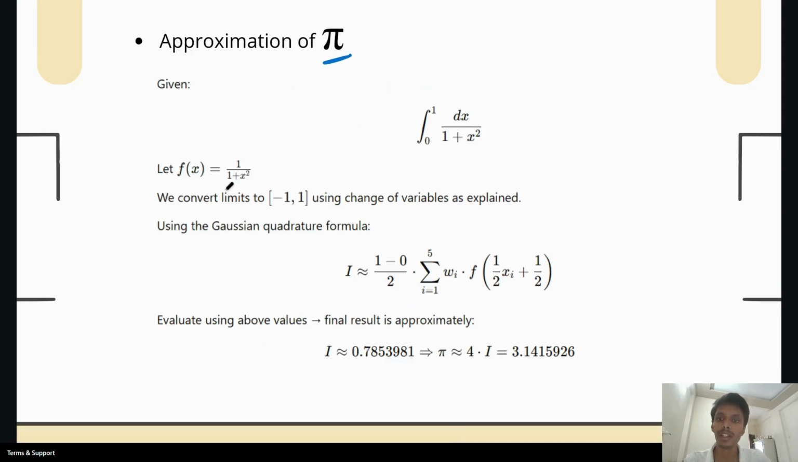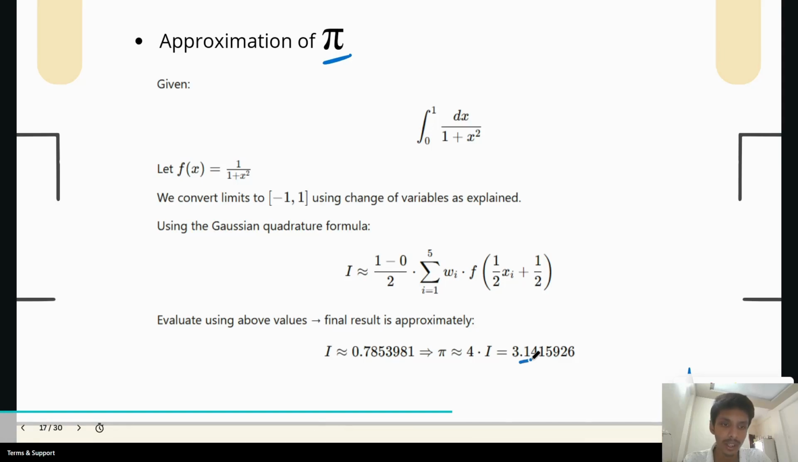Approximation of pi can be done using this formula, in which we convert the limits 0 to 1 to -1 to 1 using the change of variables as explained, and we can use the Gaussian quadrature formula, which results in I approximately equal to (1 minus 0)/2 times the summation i equals 1 to 5 of wi times f((1/2)xi plus 1/2). If you evaluate using the above values, the final result is approximately 3.1415926, which is very close to the value of pi.